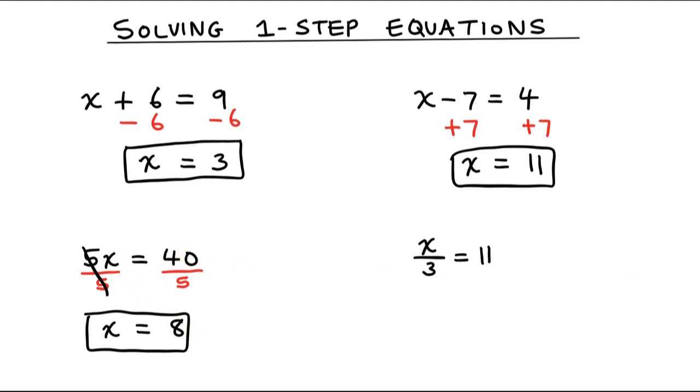Okay, the last one, we've got x divided by 3 is equal to 11. So to get x on its own, I need to do the opposite of dividing by 3, which is multiplying by 3. So if I multiply the left-hand side by 3, I need to multiply the right-hand side by 3. So on the left, again, the 3's cancel out, so we're just left with x. And on the right-hand side, 11 times 3 is 33. So that is my final answer.